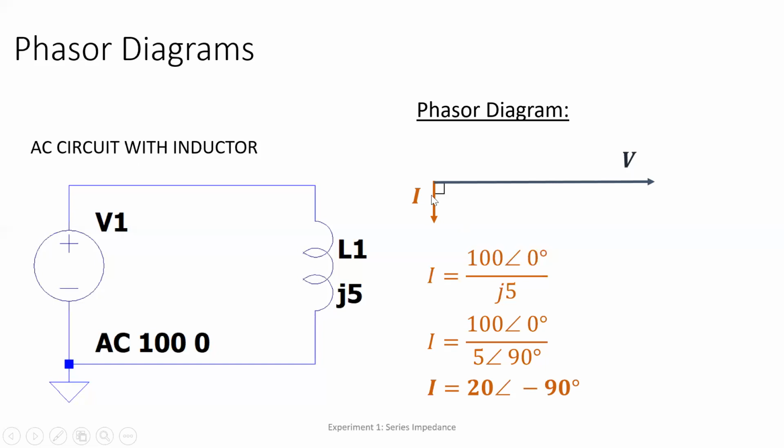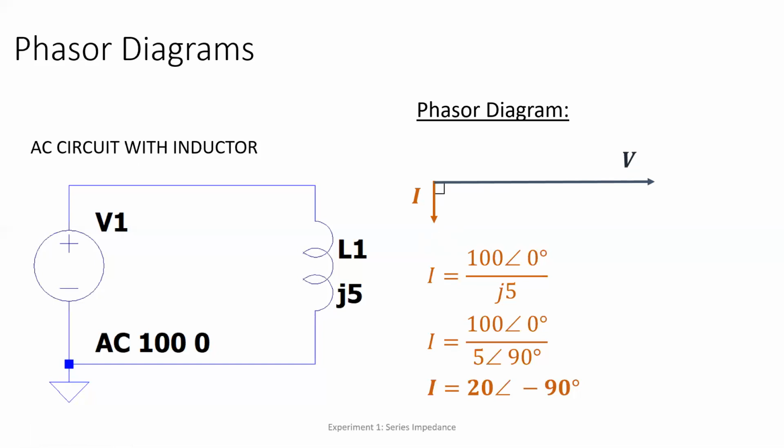Okay. Current is 20 in magnitude. So we can assume this is 1/5 of 100. And they are, so 20, negative 90 degrees. So this is the 0 degree reference. This is negative 90 degrees.